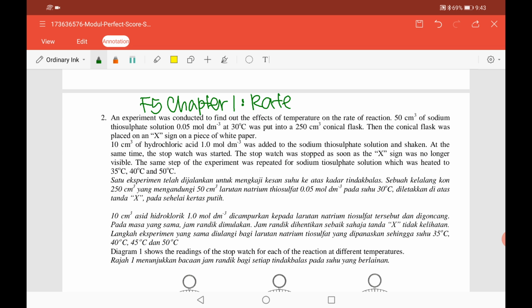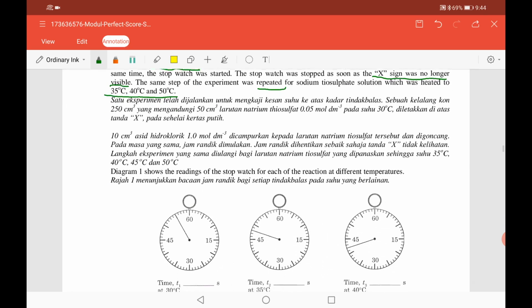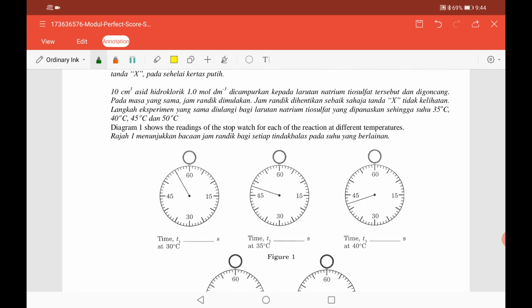So you put sodium thiosulfate solution in a conical flask, and then you put a cross sign on a piece of paper. After that, you add the acid, then you realize that the cross mark will no longer be visible, it will disappear. After that, we repeat the experiment for 35, 40 and 50 degrees Celsius. This is a very famous experiment. If you forget, please revise back your Form 5 Chapter 1.